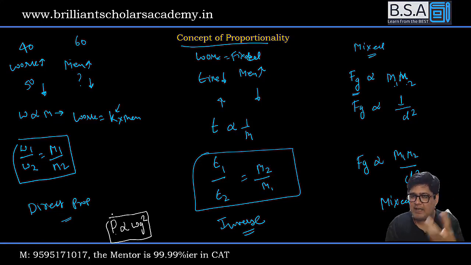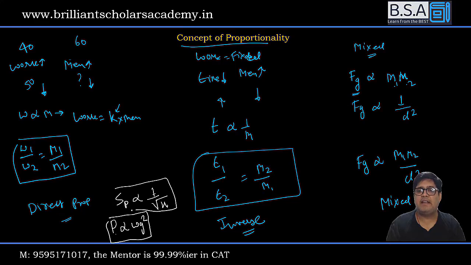In some cases, you might come across the speed of an engine. Speed of an engine is inversely proportional to the square root of the number of bogies. Inverse means 1 upon. So the language will tell you what proportionality to use and what power to use.